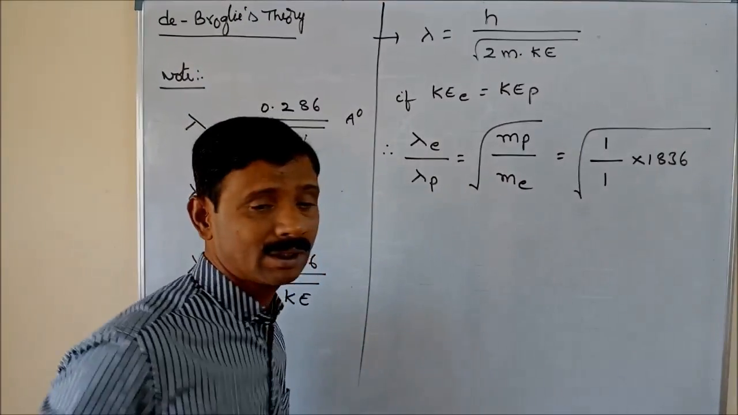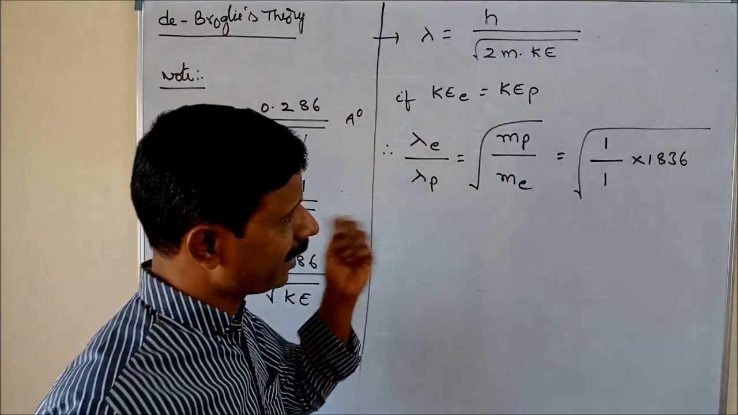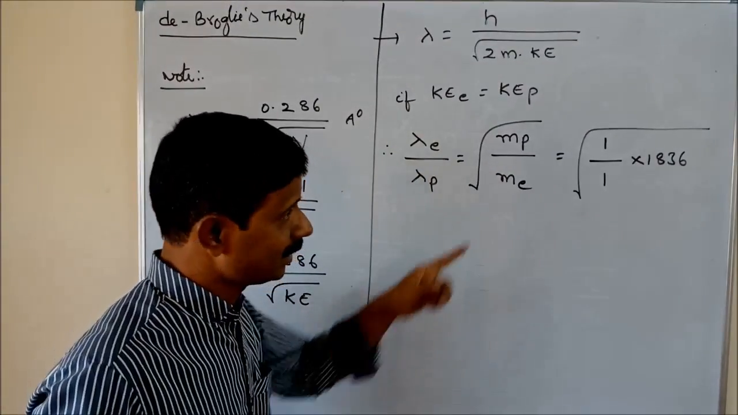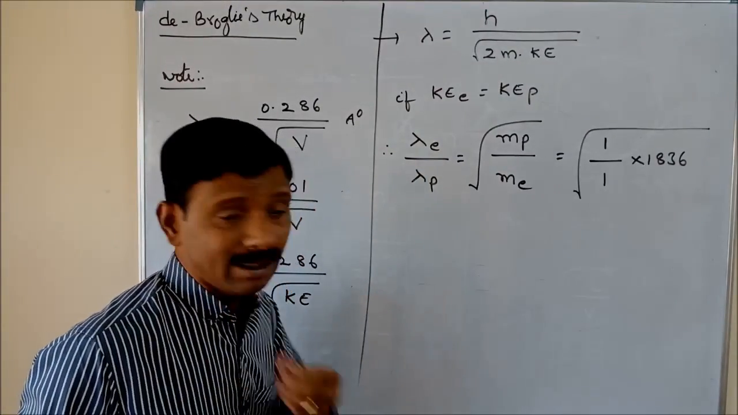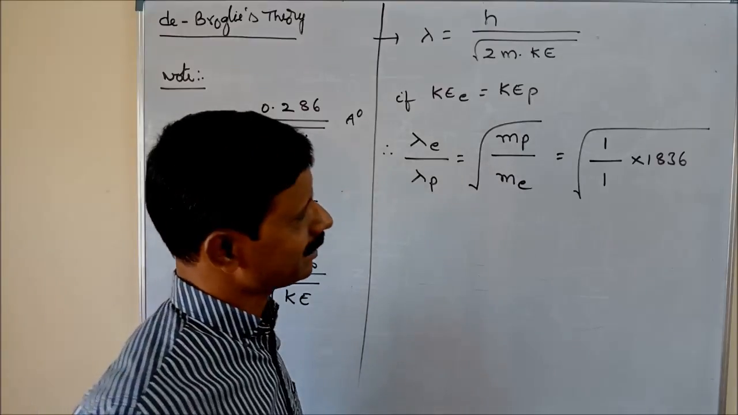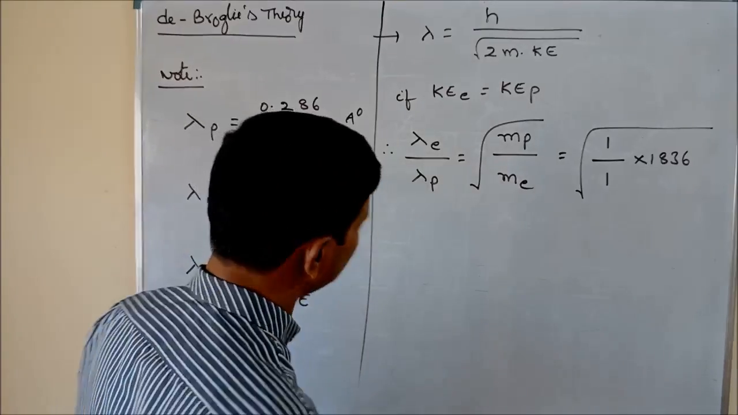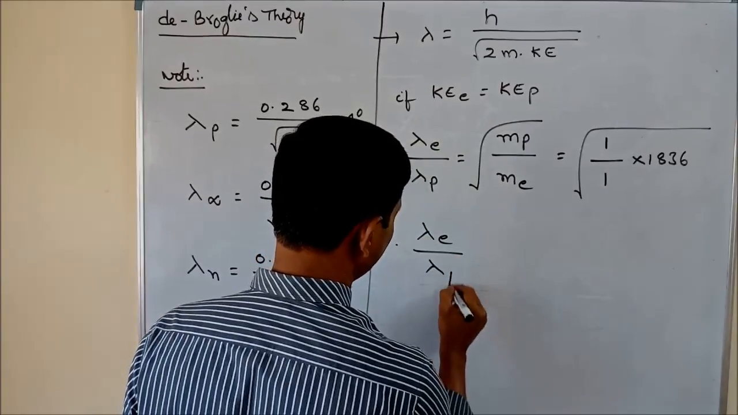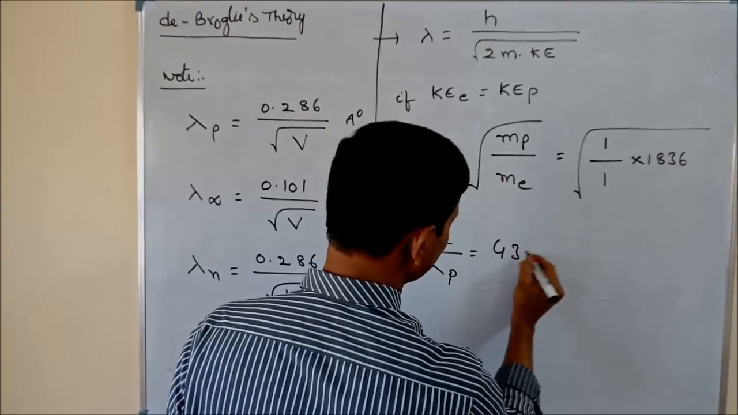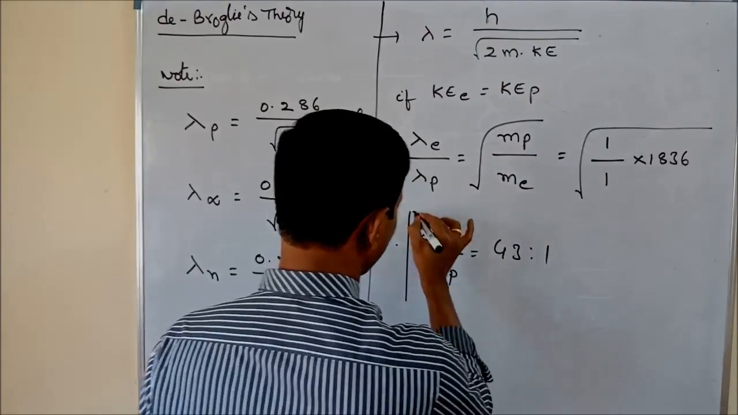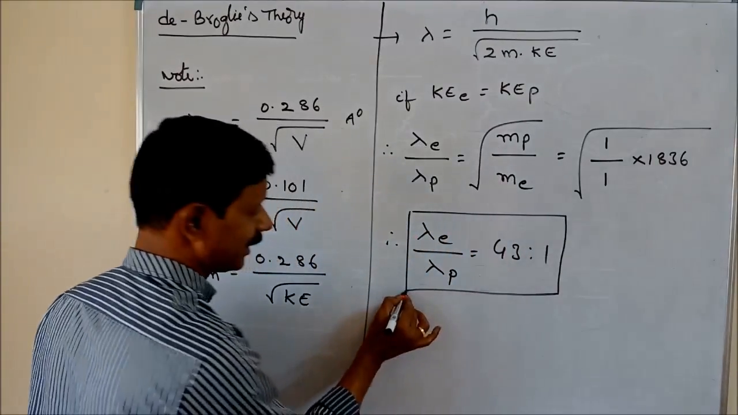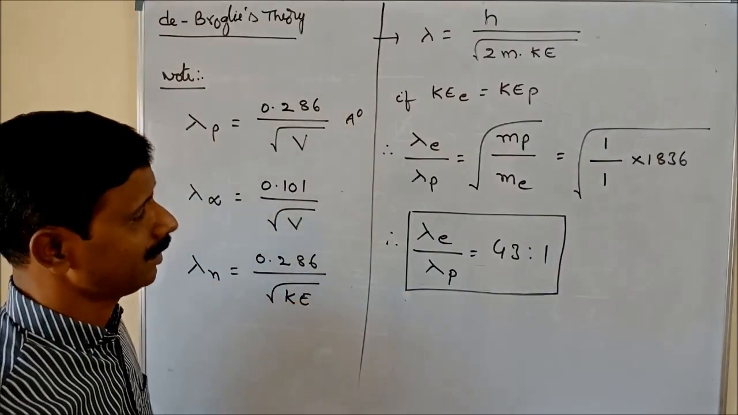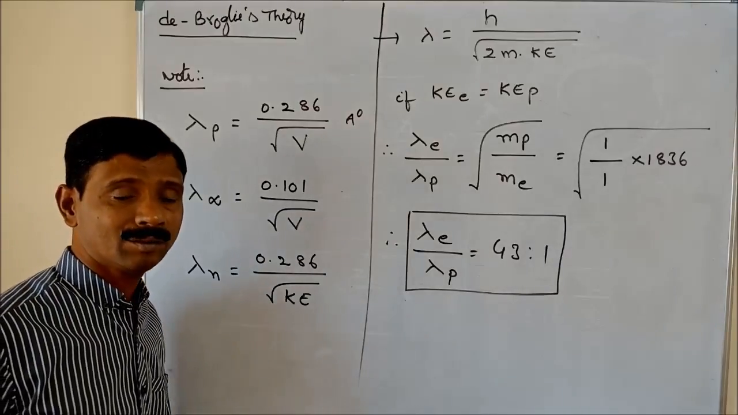So now if you observe the ratio between the wavelength of the electron and the wavelength of the proton, we are getting root 1836. That root 1836 is around 43 times. So therefore, wavelength of the electron by wavelength of the proton equals 43:1. This is an approximate consideration. So in this way, you have to compare the wavelengths of the different particles.